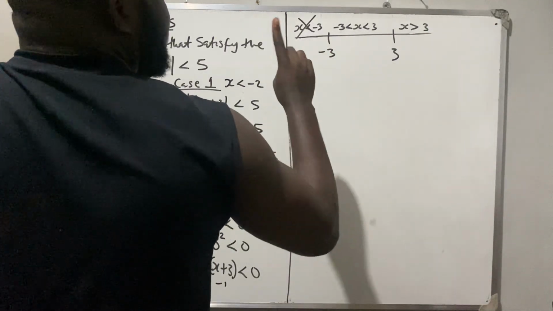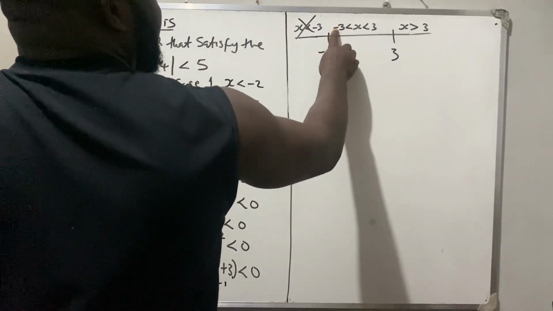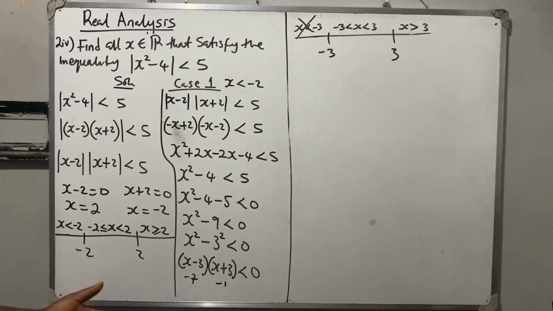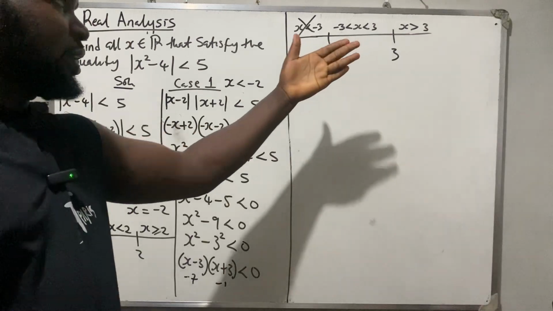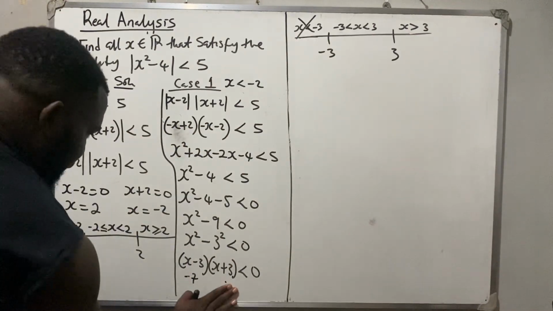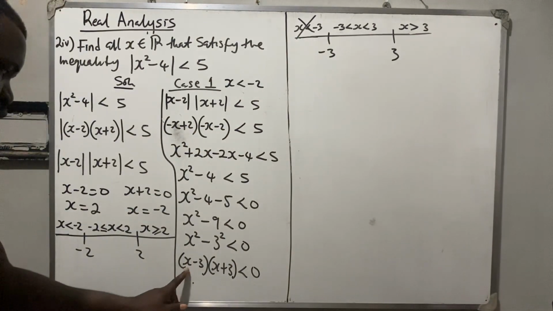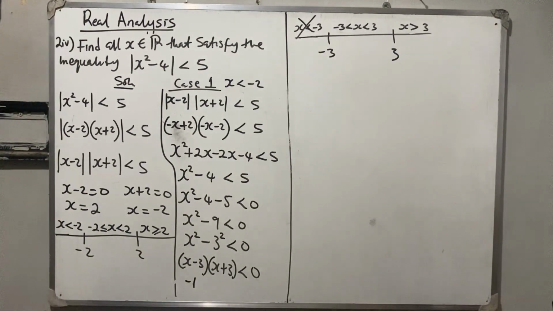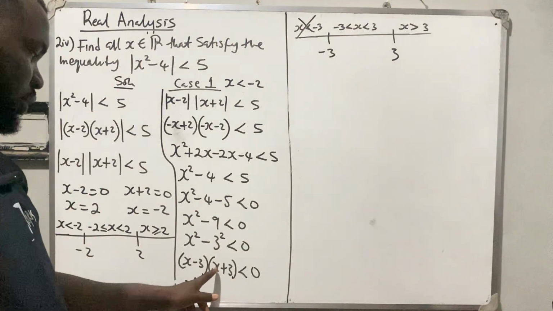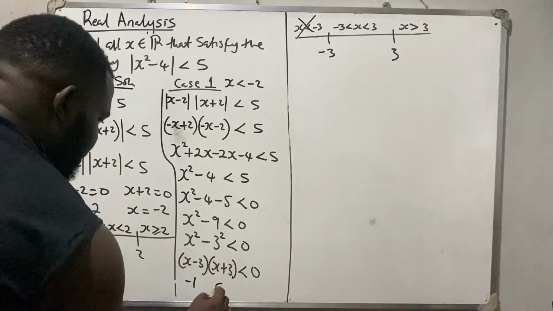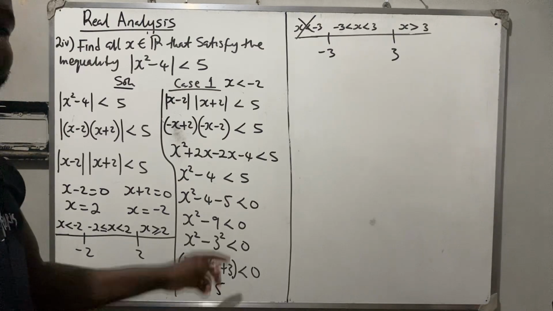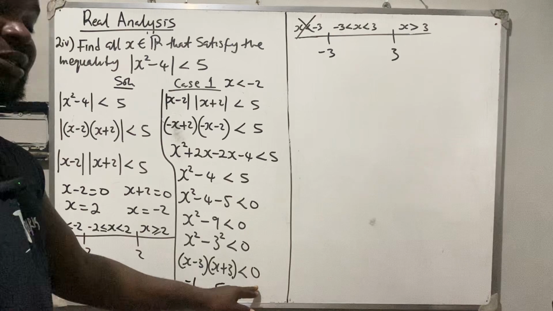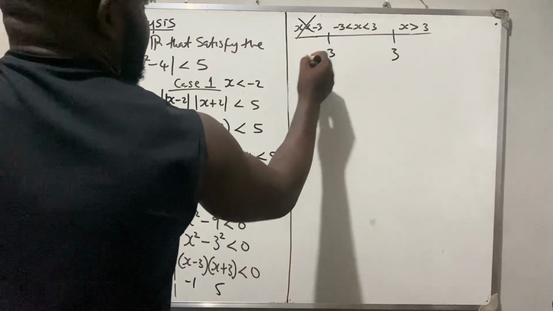Now, let us choose any number that is between minus 3 and 3. Example, 2. 2 is between minus 3 and 3. So if I put 2 here, I'm going to have 2 minus 3, which gives minus 1, and 2 plus 3 will give you 5. Minus 1 times 5 gives me minus 5, and minus 5 is less than 0. So our answer here is correct.